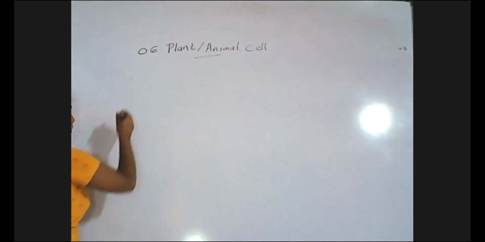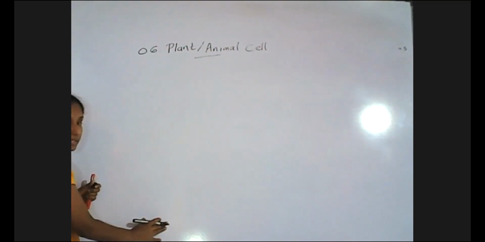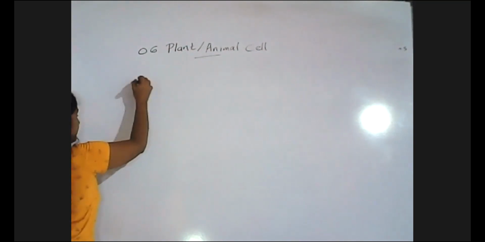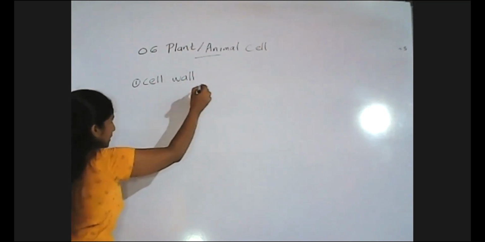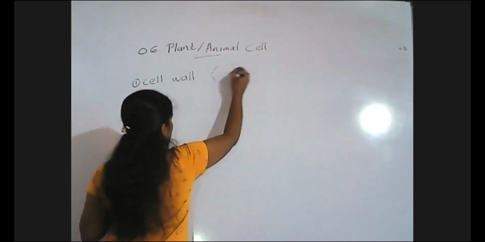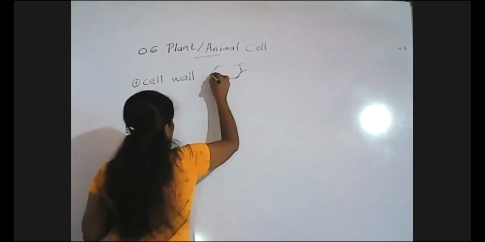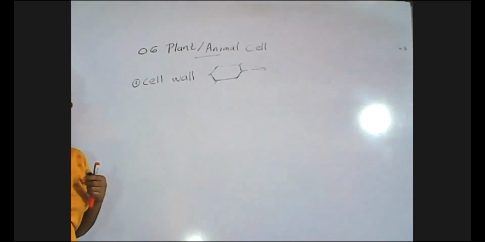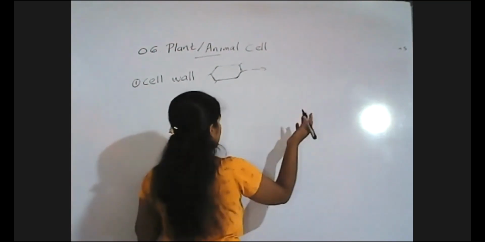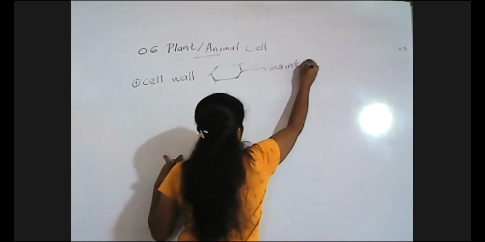Commonly we can write all the organelles. Let's start with the cell wall. You can draw it like this, and you can write the function here. What is the function of the cell wall? The main function is that it maintains the shape of the cell.